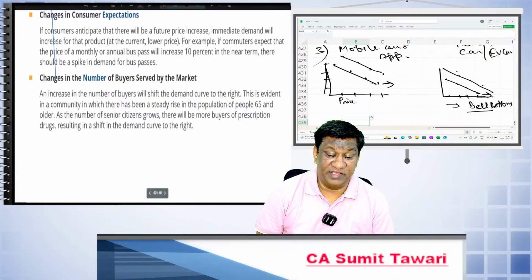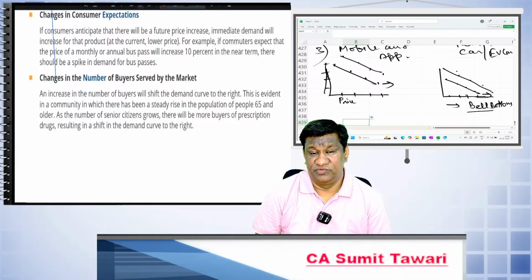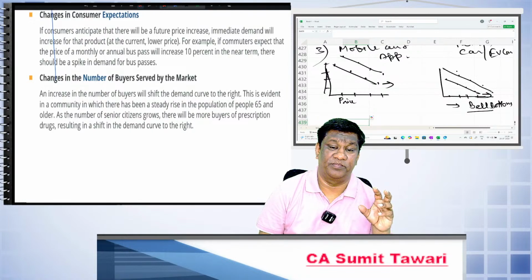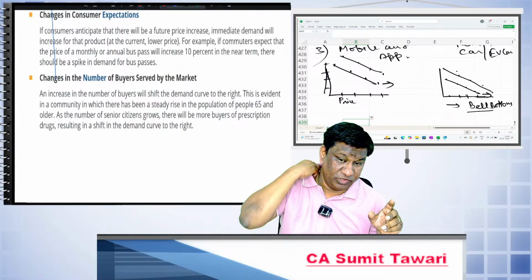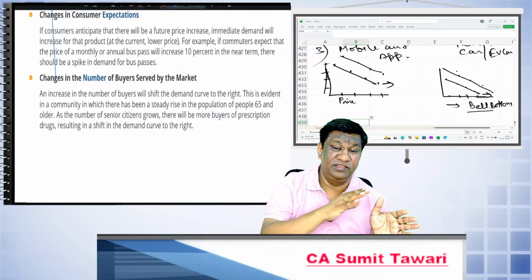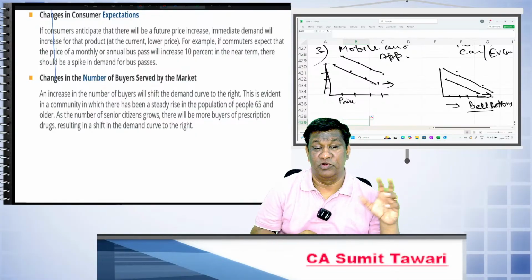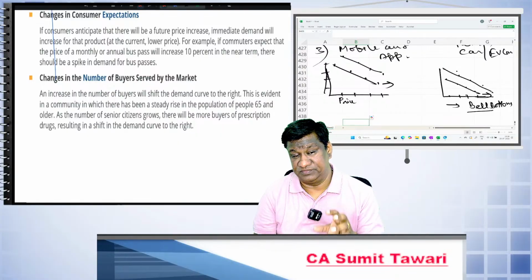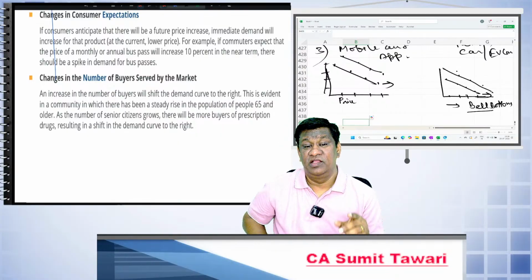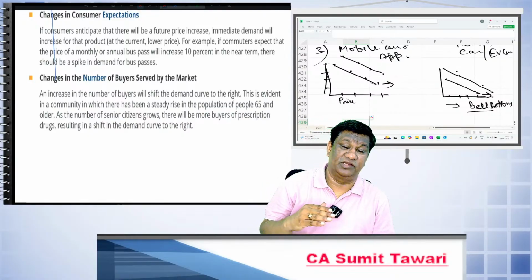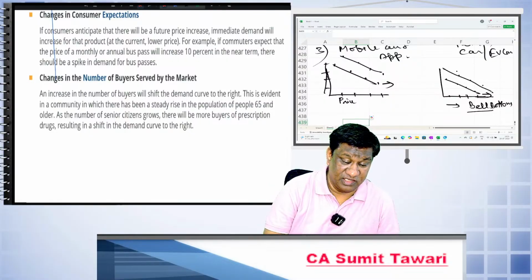Changes in the number of buyers served by the market. If in a particular community there are lots of old age people, then the demand for products related to old age people is high. But when the number of buyers served by the market changes, from old age people to teenagers, the demand for products related to old age decreases, and the demand for products related to teenagers increases.